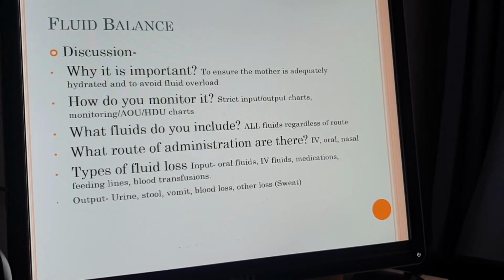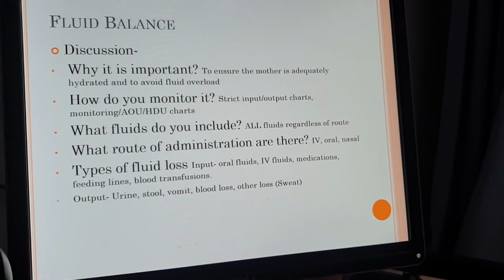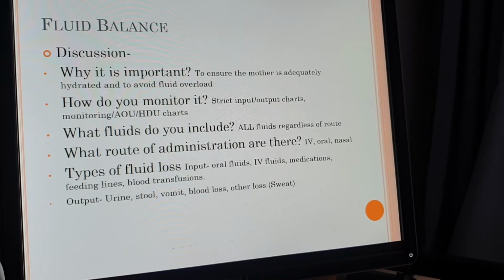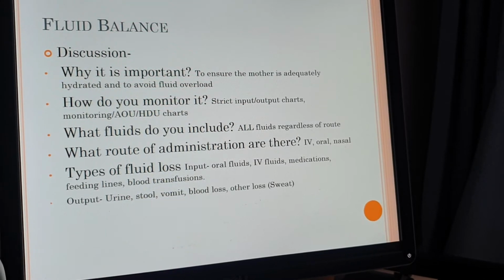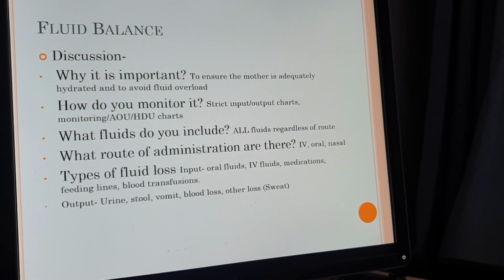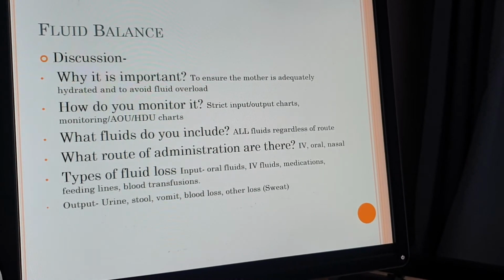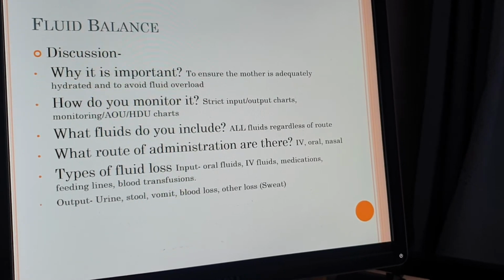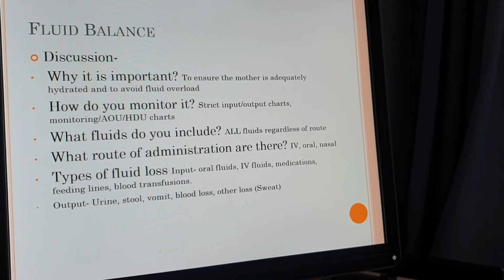What fluids do you include? We include all fluids regardless of the route of administration. The routes include IV and oral, and particularly if we're looking after sick women, there may be other routes of administration, including nasal feeding tubes. And when we're thinking about the types of fluid loss, we really need to be thinking about the wider picture. For input, we are monitoring all oral fluids, any kind of IV fluids that may be going in, blood transfusions, medications, antibiotics, any kind of feeding lines. We need to include all those types of fluid.